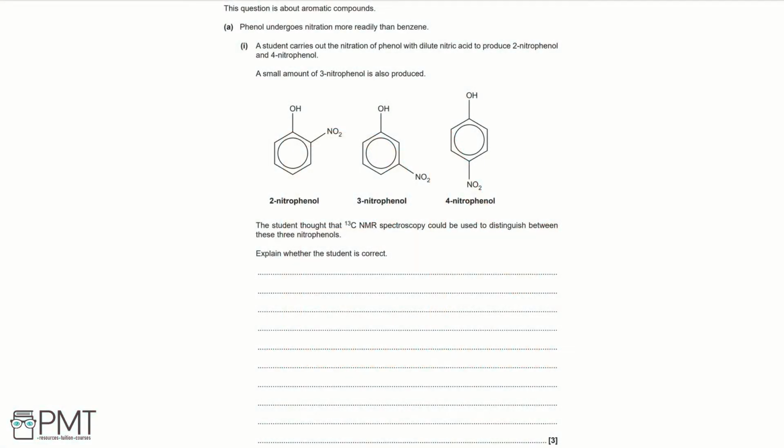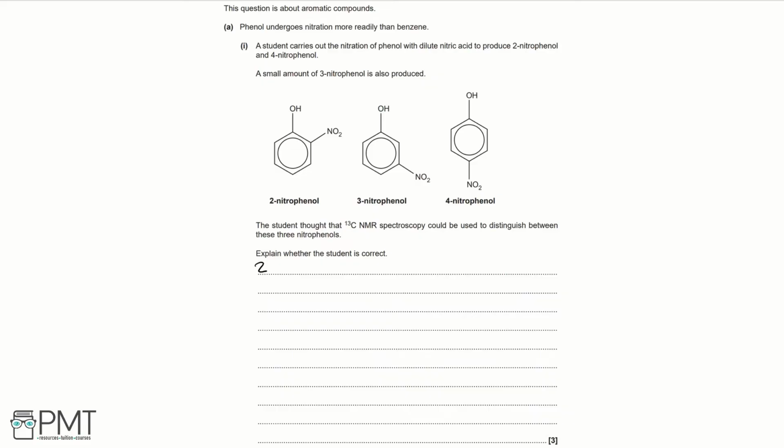This question is about aromatic compounds. Part A. Phenol undergoes nitration more readily than benzene. Part 1. A student carries out the nitration of phenol with dilute nitric acid to produce 2-nitrophenol and 4-nitrophenol. A small amount of 3-nitrophenol is also produced. The student thought that a carbon-13 NMR spectroscopy could be used to distinguish between these 3 nitrophenols. Explain whether the student is correct.